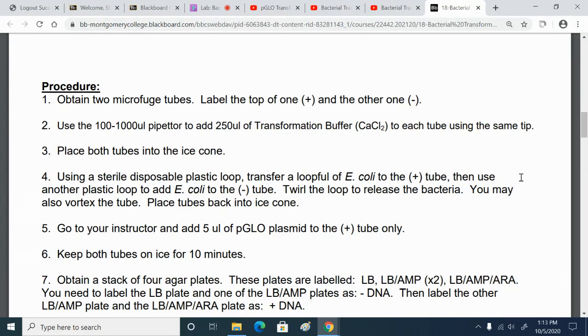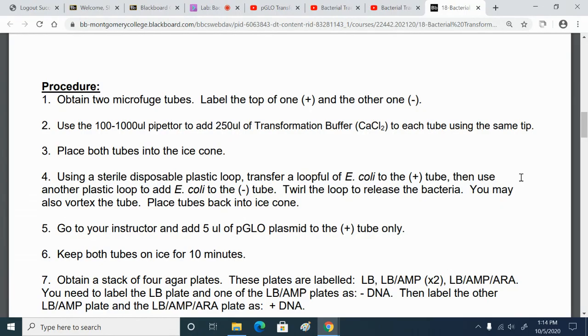Then we use these sterile disposable plastic loops to obtain some E. coli. And you need two loops, one for each tube, right? Because the tubes are not sterile and the calcium chloride is not sterile. So after you get some E. coli, you add it to the plus tube and then dispose of that loop and get another one and add some more E. coli to the minus tube. And then we may vortex the tubes just to mix up the E. coli, give a nice even suspension. But we keep them on ice.